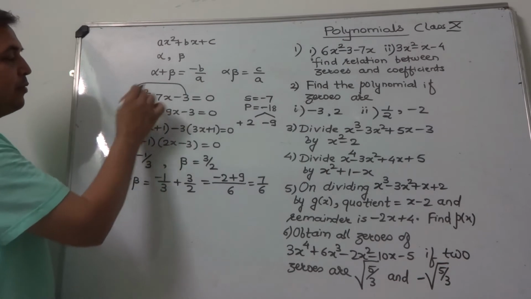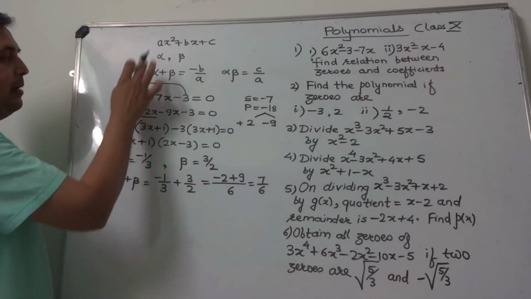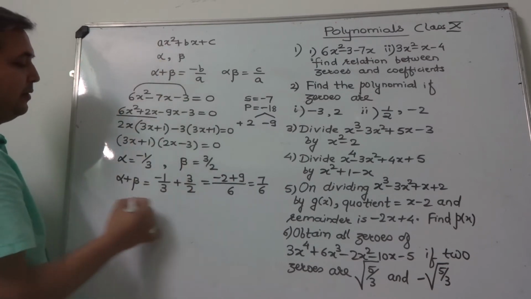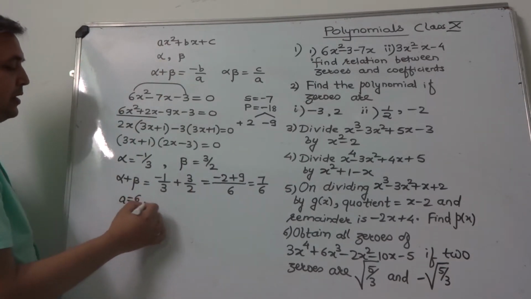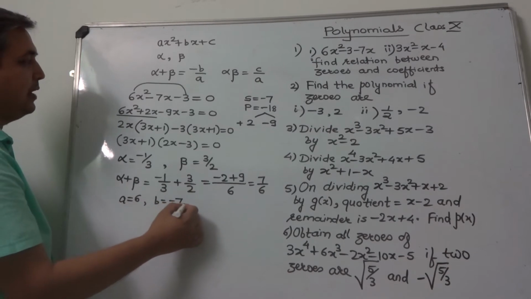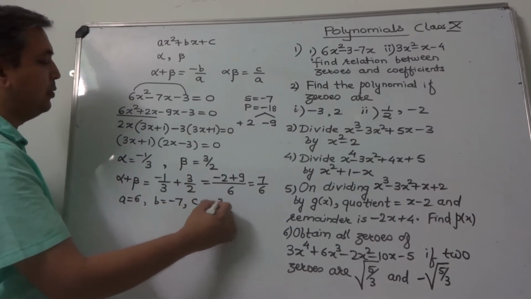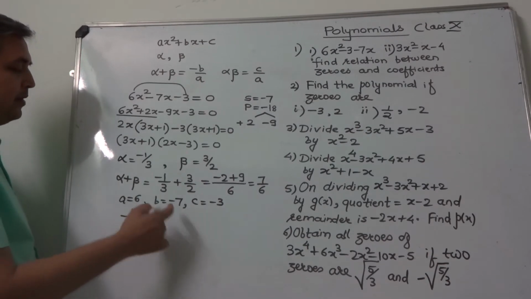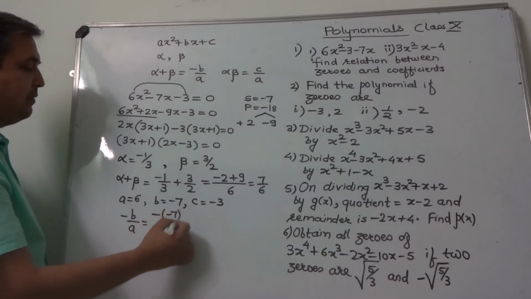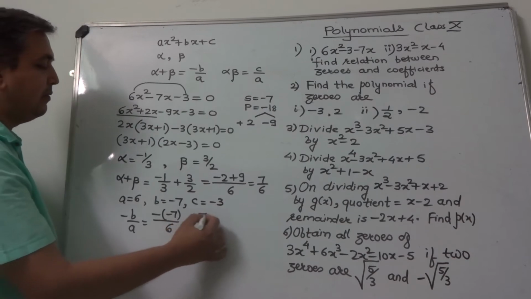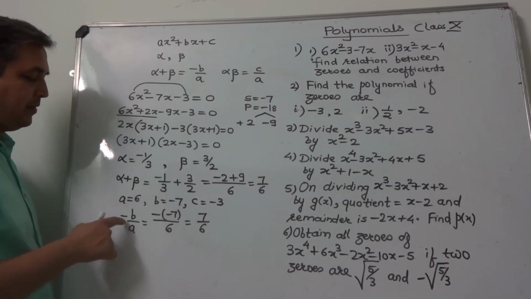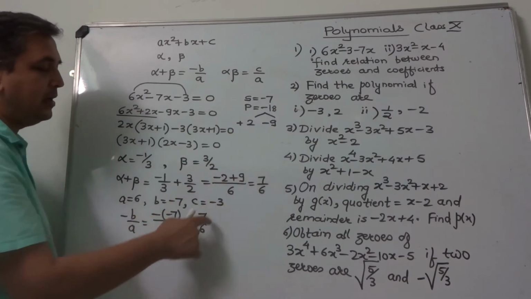From this polynomial, can we find a, b and c? See, if we compare this with the standard form, we get a equal to 6, b equal to minus 7 and c equal to minus 3. Let us check minus b upon a. So minus of minus 7 upon 6, which is equal to 7 by 6. So alpha plus beta equal to minus b upon a is verified.